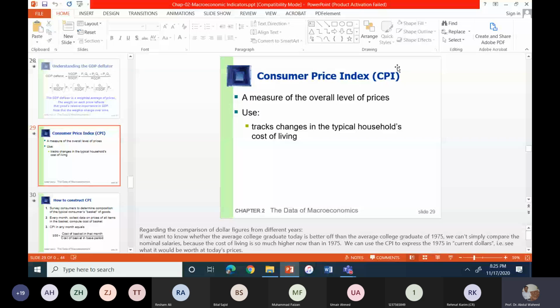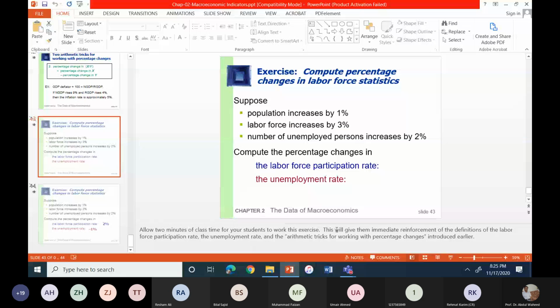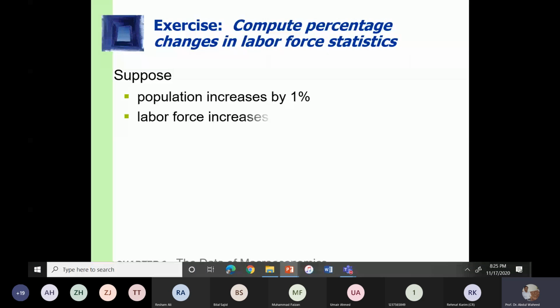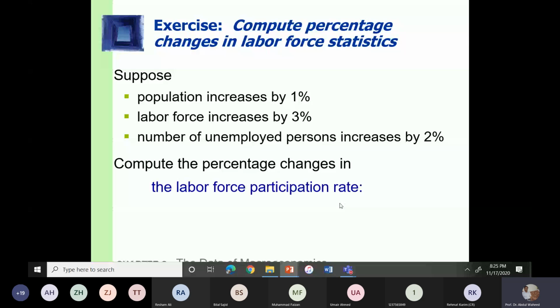Let me ask. If population increases by 1%, labor force increases by 3%, and number of unemployed persons increases by 2%, then you have to compute the changes in labor force participation rate or unemployment rate. What will be the answer for labor force participation rate and unemployment rate?